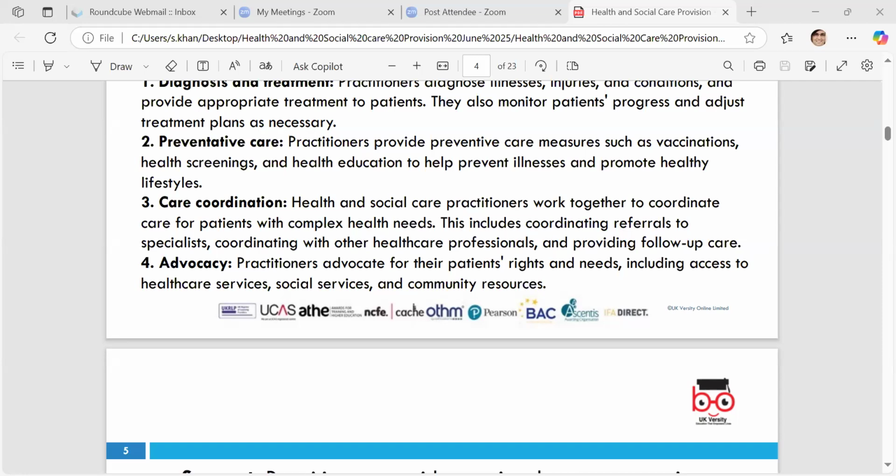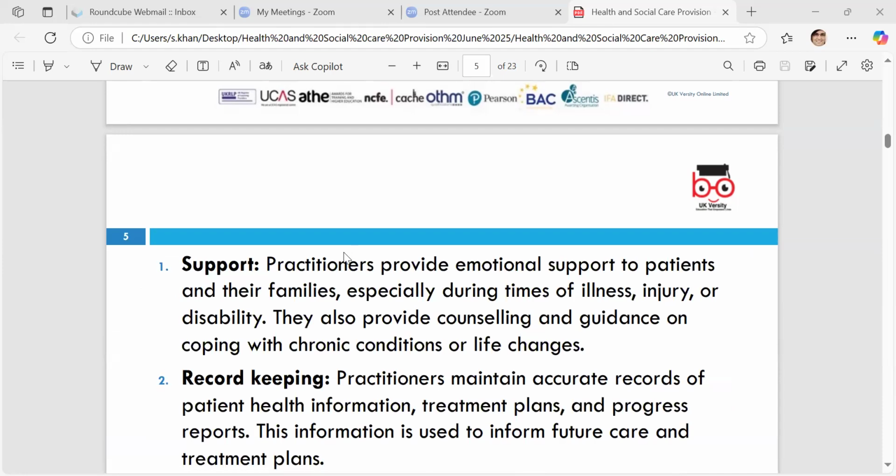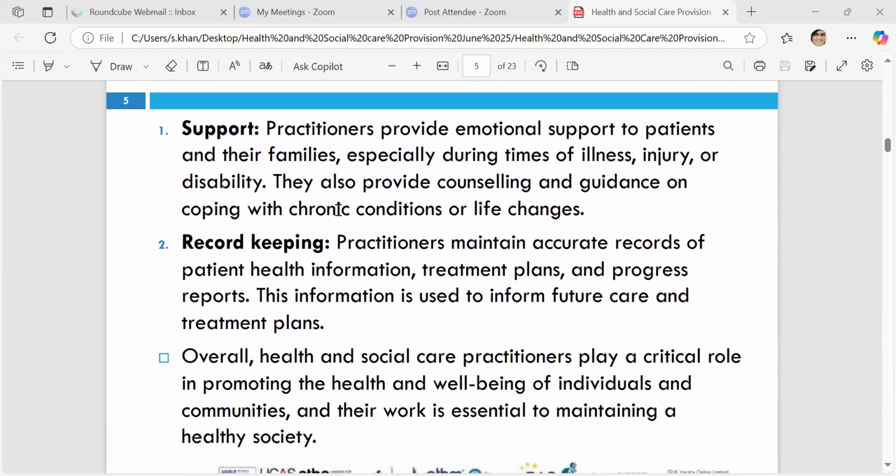And in essence, having health and social care professions is really important within any element of any organization. Support practitioners will provide emotional support. What kind of support can they provide if it's emotional support? Give me an example of where a practitioner would provide emotional support. Counseling. Counseling, yes. Why would they provide counseling?